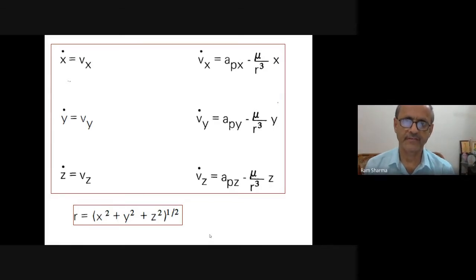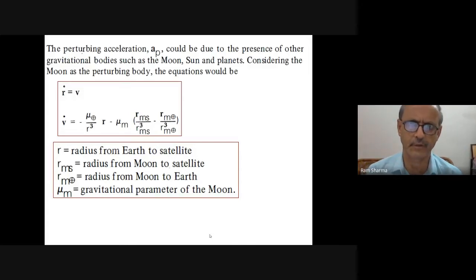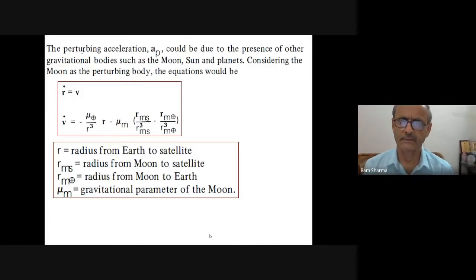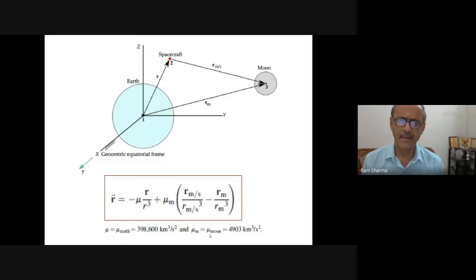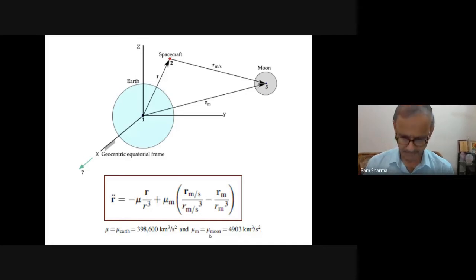So the perturbing acceleration AP could be due to the presence of any other bodies: moon, sun, planet, or Earth. This has been written considering the moon as the perturbing body, so you can write it in this fashion. I have taken this from Curtis; it is given in the Curtis book. This is similar to what I have written, but I thought the Curtis book is there with you, so you can easily follow from there. And some more development, whatever is there, it is one of the best books I could see.